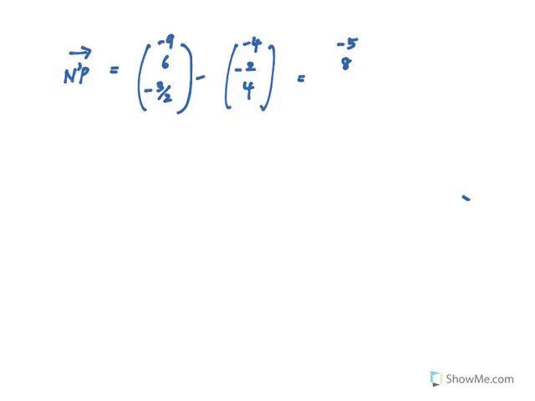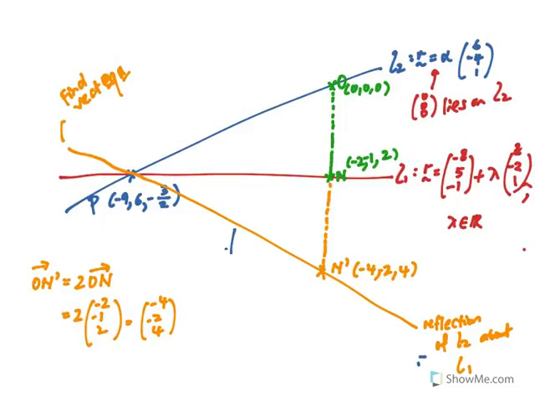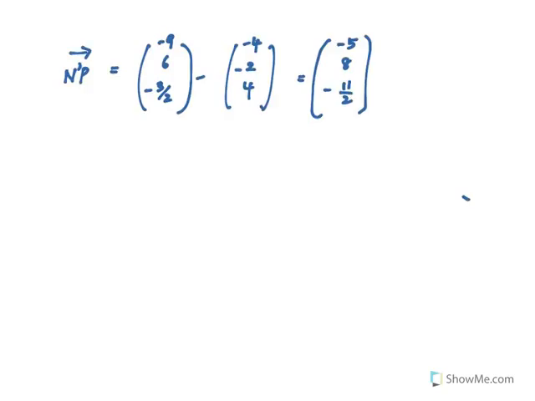So I should have -5, 4 and -11/2 as my n prime p. And n prime p gives me the direction vector of the line that's reflected. So just recall it here: the direction vector is (-5, 4, -11/2). And we are almost done. We have one position vector, we can use either one, and we have one direction vector. So now we can easily find this equation.